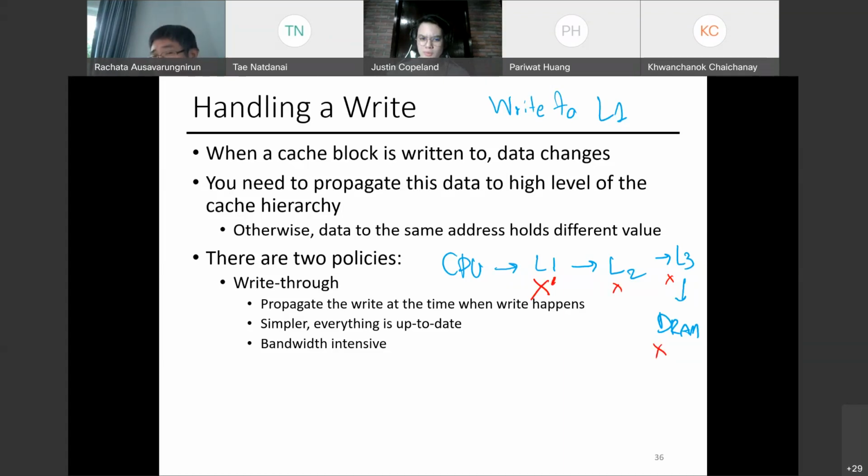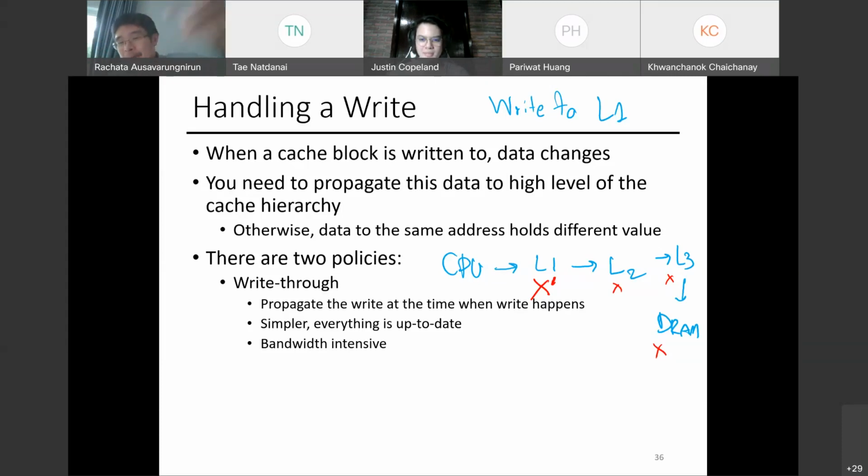Am I gonna get X or X prime? That's the first question: if I have access to this data again, am I gonna get X or X prime? There's no problem here, right? Until X prime is gone, because you're gonna get X prime. Why? Because the first thing you search is L1. You look up L1: is this address here? It's here. What's the value? X prime.